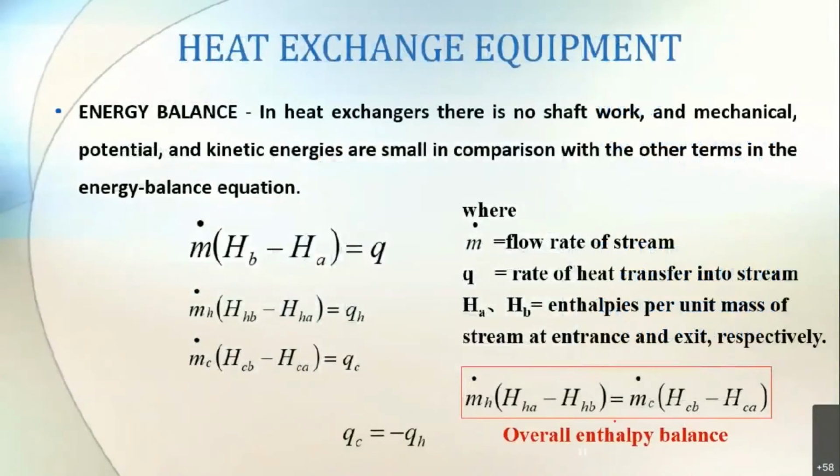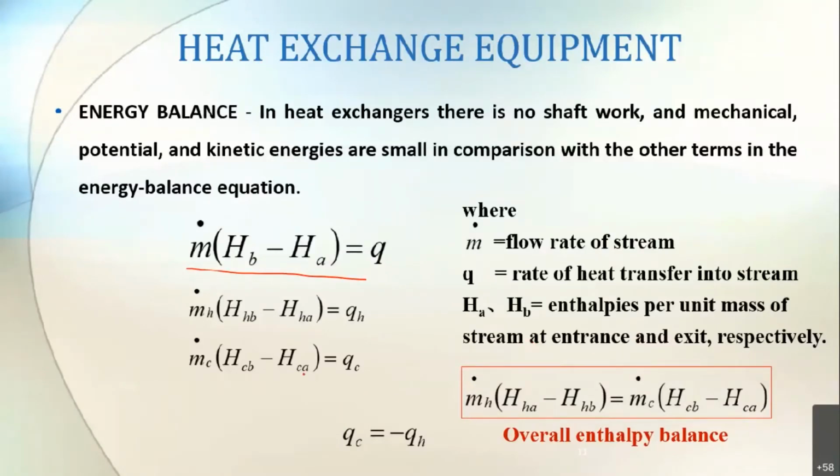Okay, so this is basically just another part which will be used: the energy balance in heat exchanger equipment. In a heat exchanger, there is no shaft work, and mechanical potential and kinetic energy are small in comparison with the other terms. So this is one of the equations you can use to find your value of Q in a heat exchanger. Q is equal to m dot, where m dot is the mass flow rate of the stream, times HB minus HA, the enthalpy change. Q is the value of heat transfer.